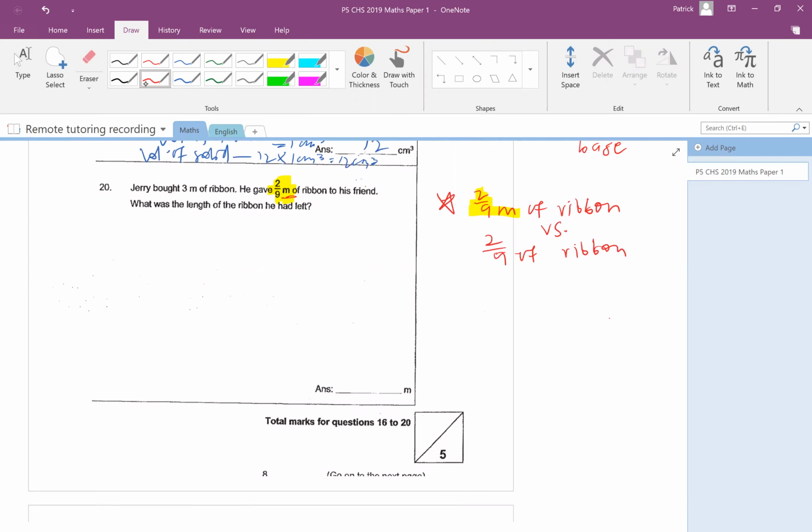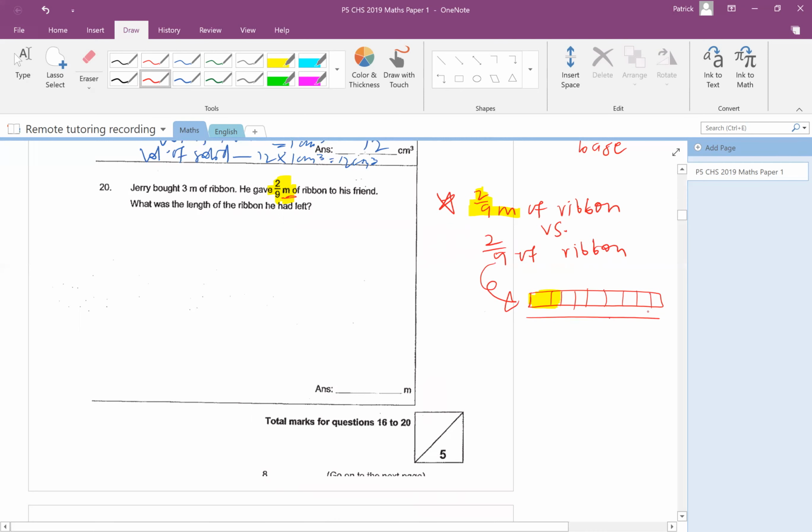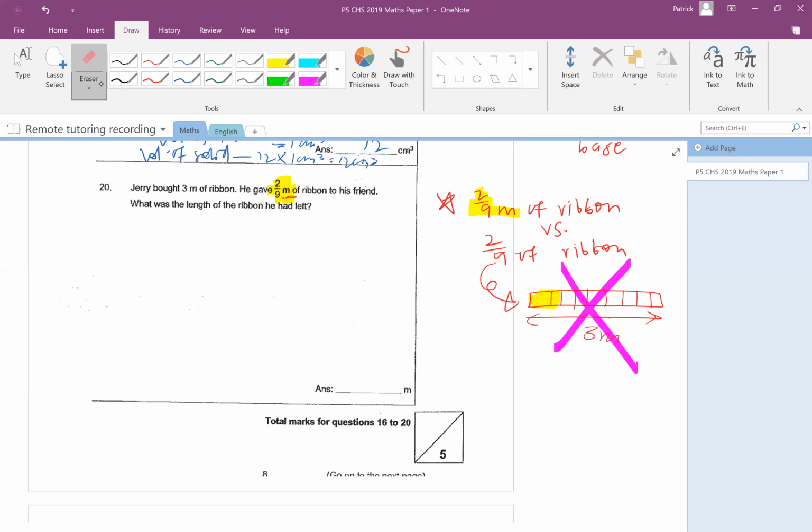Here, the question states 2/9 meters of ribbon, not 2/9 of ribbon. The difference here is that if it's referring to 2/9 of ribbon, then let's say just this ribbon, let's split it into 9 equal parts. 2/9 of ribbon, which would mean that 2/9 of it is being given away. And Jerry has 3 meters. So this would mean that 2/9 of these 3 meters is being given to his friend. However, that is not what the question is asking for. Instead, what the question is asking for is 2/9 meters of ribbon.